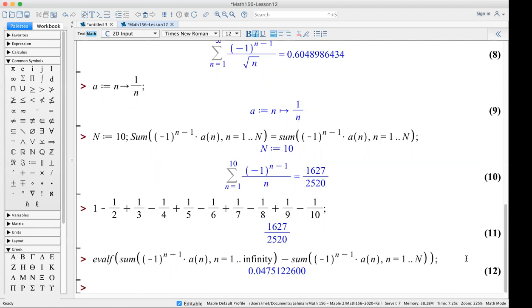So the important theorem about alternating series tells us that if you take S, the infinite sum, minus the partial sum of just the first N terms, and you take the absolute value of that, because it can be positive or negative, that's always less than the next term of the series.